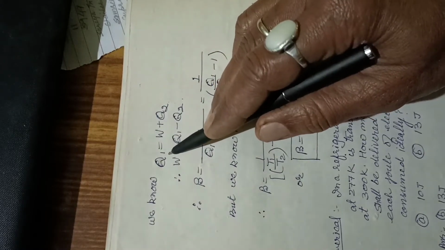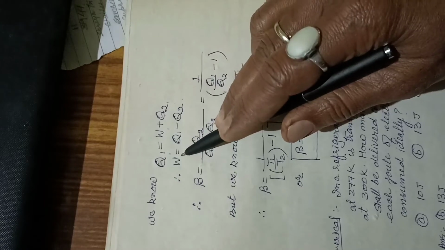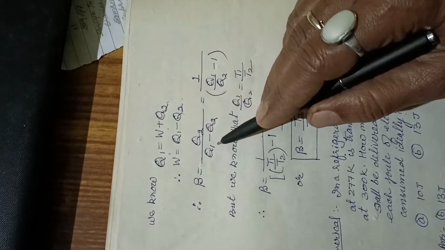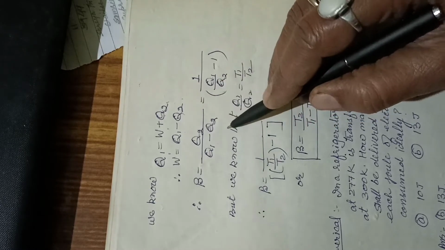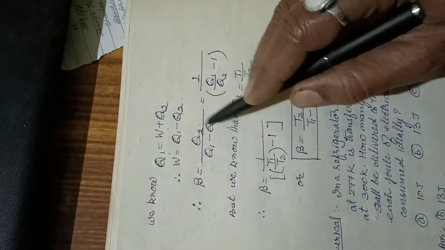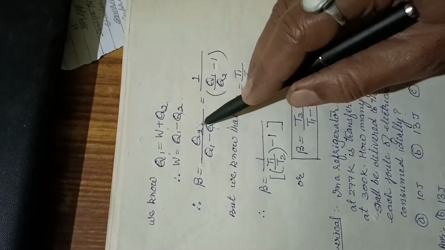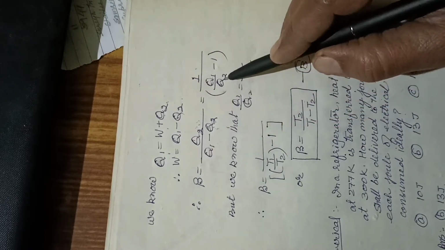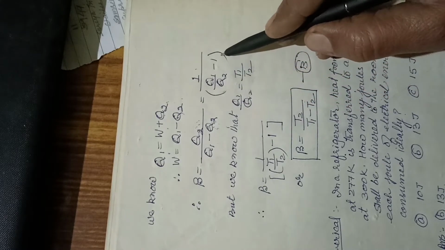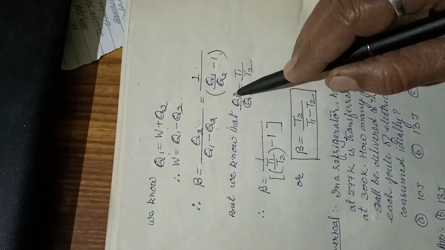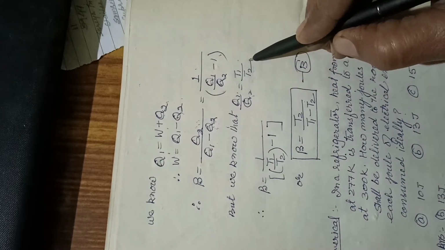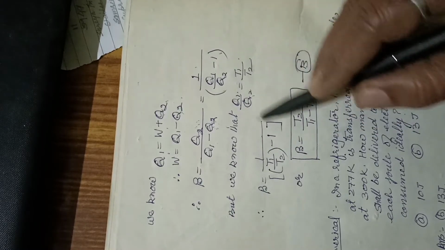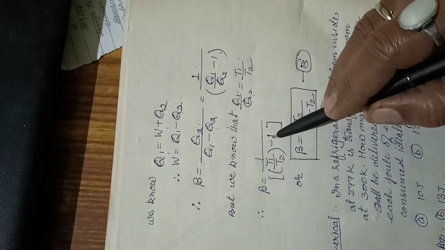The procedure is this: Q1 equals W plus Q2, which gives W equals Q1 minus Q2. In this Q2 upon W, in place of W we can write this value, and dividing both sides by Q2, it becomes Q1 upon Q2 minus Q2 upon Q2, that is equals 1. Now as we know, Q1 upon Q2 is equal to T1 upon T2, so from this equation it is minus 1, and in place of Q1 upon Q2 we can write T1 upon T2 minus 1.